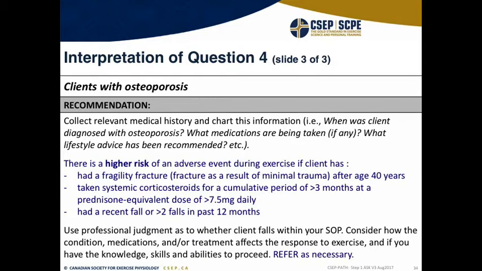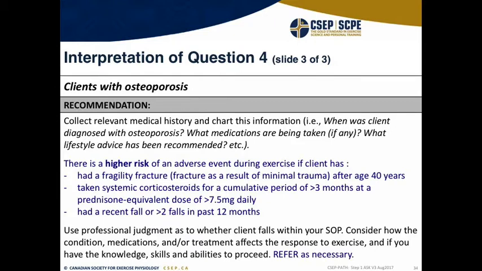Another indicator in terms of risk is systemic corticosteroid use. So if a client has been taking systemic corticosteroids, things like prednisone, for greater than 3 months at a prednisone equivalent dose of 7.5 milligrams daily or higher, this again should be referred to a CSEP CEP or to another healthcare professional. If your client doesn't know the answer to the question about the corticosteroid use, then ask your client to phone the physician's office, or a pharmacist, and find out if the dosage would be considered greater than the limits given here.